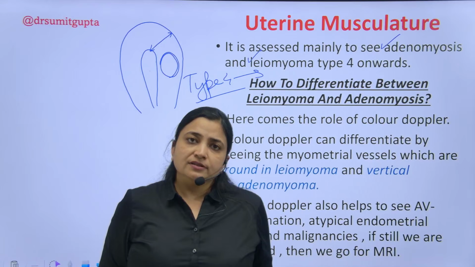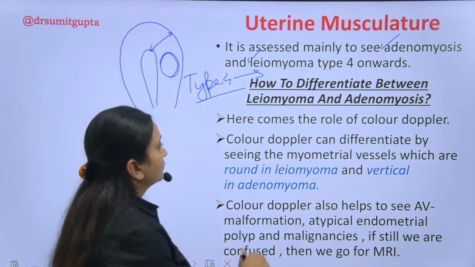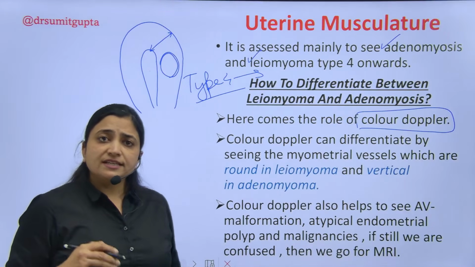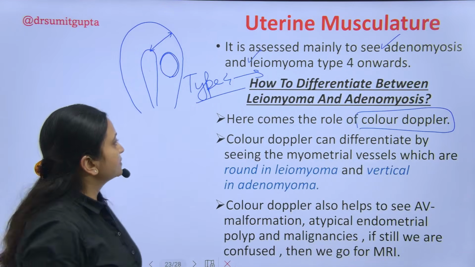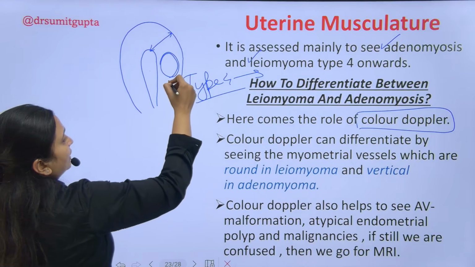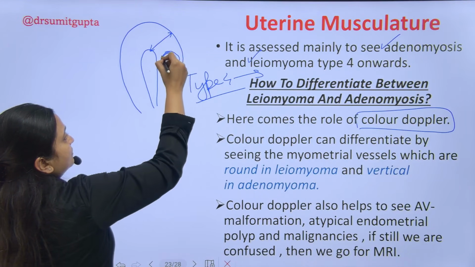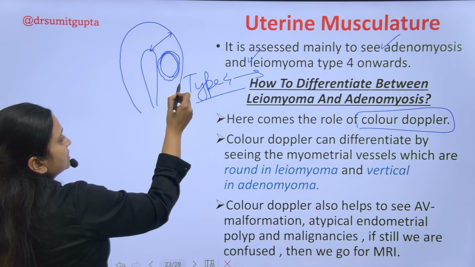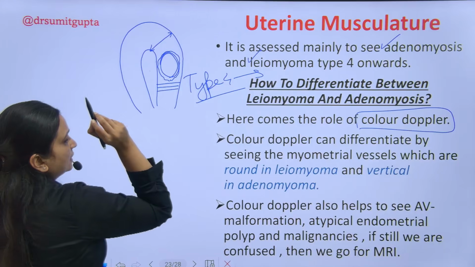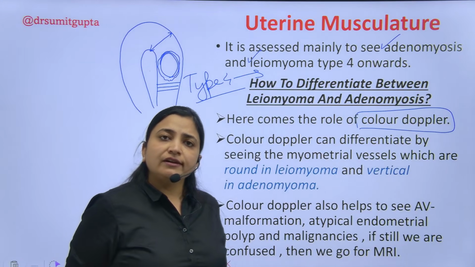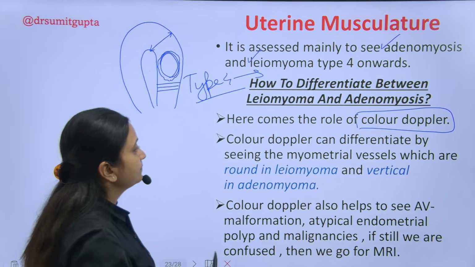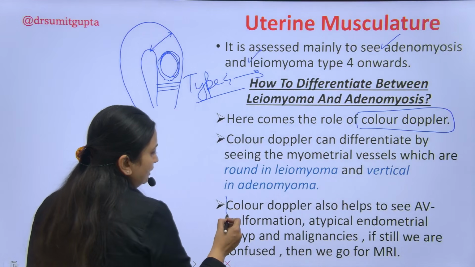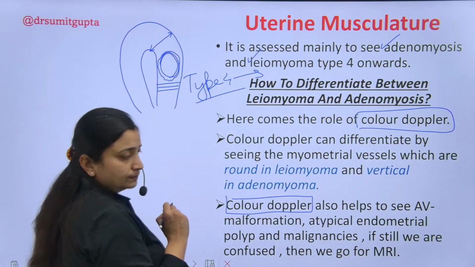How do we differentiate? Sometimes they look the same. So now comes the role of the color Doppler. What is color Doppler? It basically shows you the blood supply, blood vessels. So if it is a fibroid, the blood vessels will be surrounding the fibroid. But in cases of adenomyoma or adenomyosis, they generally run vertically. So just by putting on the color in your machine, you can find out whether it is a leiomyoma or adenomyoma.